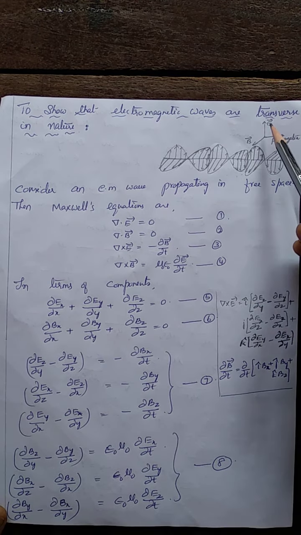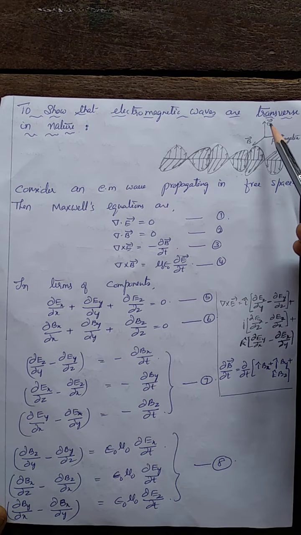The third one, del cross E. See here, I have expanded del cross E. How do we get it? Determinant form. First row i, j, k, then del by del x, del by del y, del by del z. Third row is Ex, Ey, Ez. Then, using determinants, we get del cross E as this. That is equated to minus del B by del t. What is del B by del t? Del by del t of i Bx plus j By plus k Bz. So the third equation in terms of components is this.